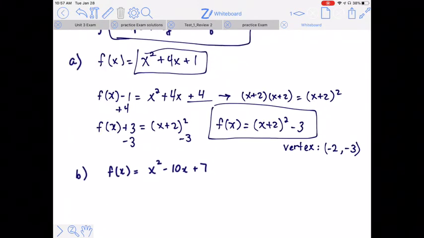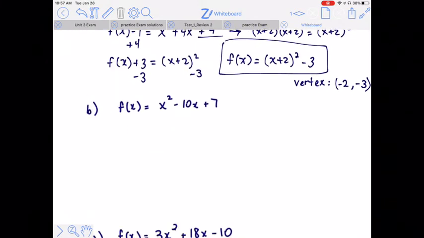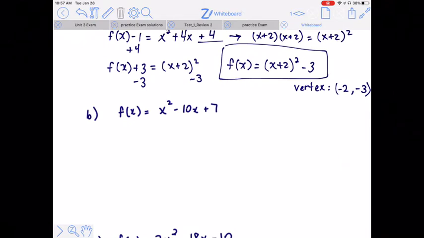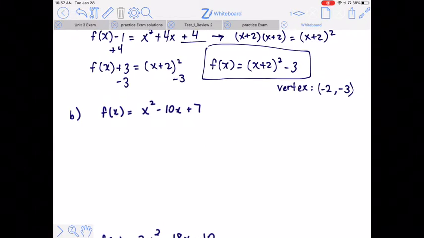So for part B, I'm going to hit pause and try to do the same technique. Write the equation in standard form by completing the square, after which you can locate the vertex. So this is not a perfect square trinomial because of this. That 7 isn't the right value to form that trinomial, that perfect square trinomial. So go ahead and move that 7 over.